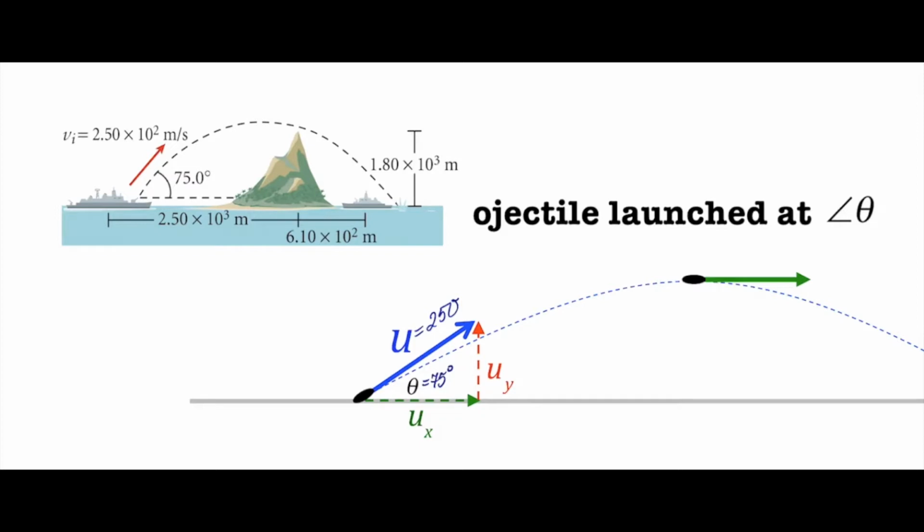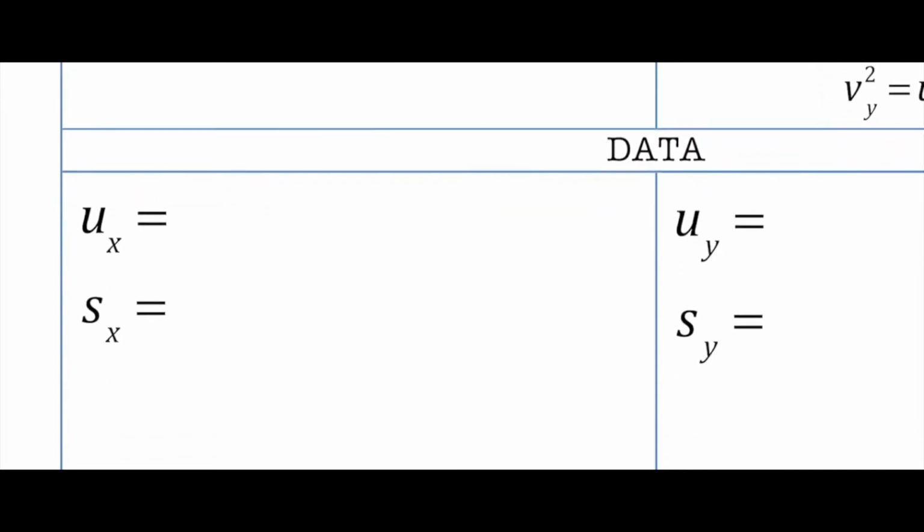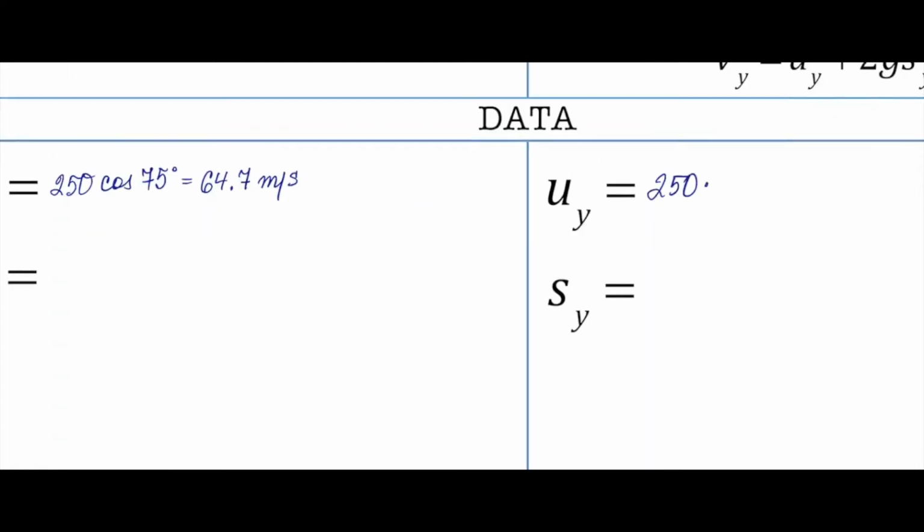Again, the first step that we're going to make, we're going to split that speed of 250 into X and Y. Ux was 250 cosine of 75, which comes to 64.7. Let them have their 3 sig figs. Uy is 250 times sine of 75. That gives me 241.